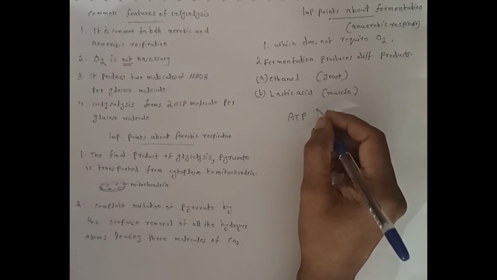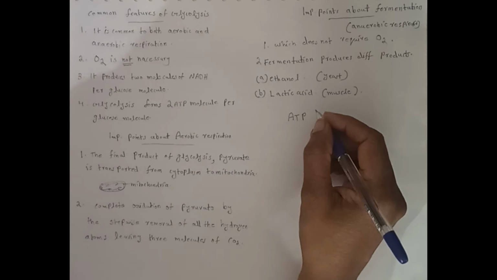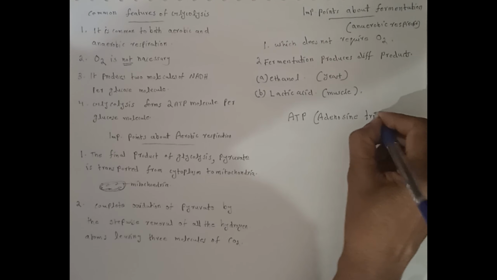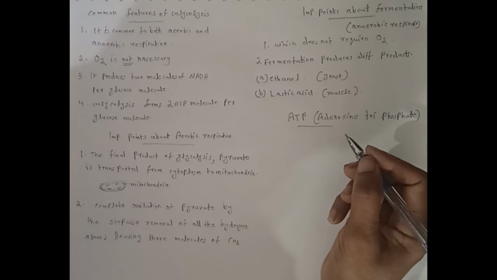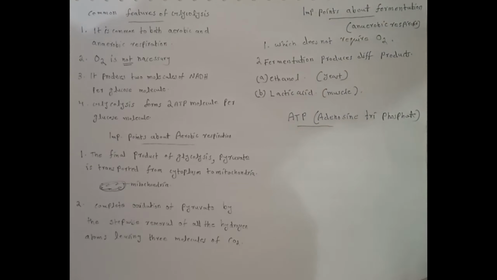We discuss ATP. ATP means adenosine triphosphate. It is the energy currency for most cellular processes.